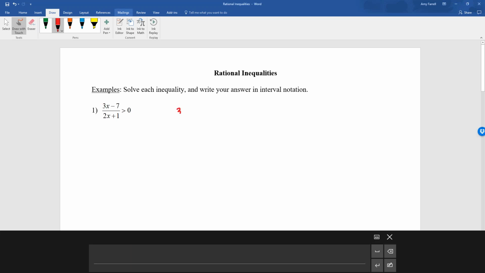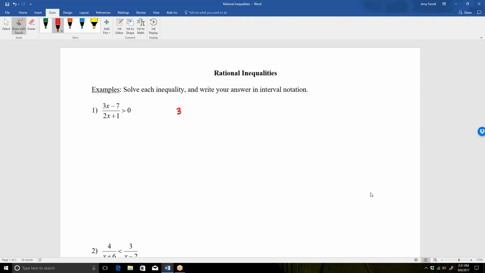I'm going to start and set the factors in the numerator and denominator equal to 0. This is going to give me the two numbers at which this inequality could change sign. All right, so when I solve this equation, I get x equals 7/3. And when I solve this equation, I get x equals negative 1/2.